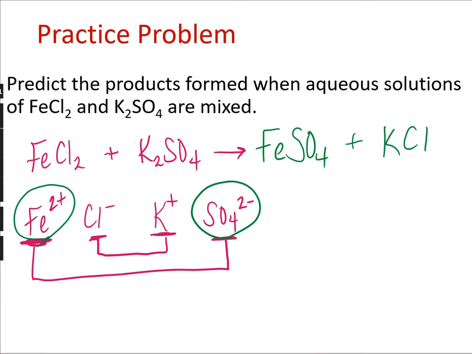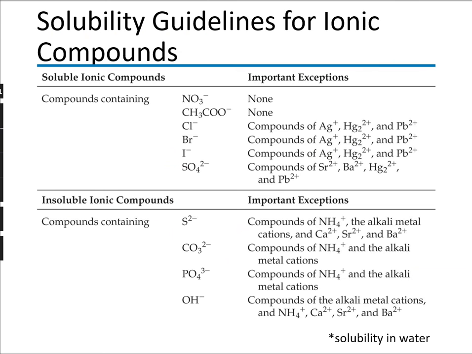Now I can take it a step further, because if you were asked to do the molecular formula, we would need the physical states. So if we go back to our solubility table, we have iron 2 chloride. Chlorides are generally soluble, but iron is not an exception, so it's still soluble. We also had potassium sulfate. Sulfates are generally soluble. The exceptions are strontium, barium, mercury, and lead. So again, that is not an exception.